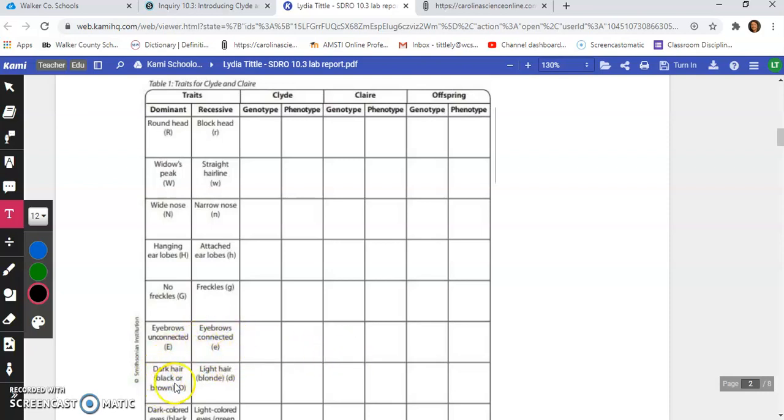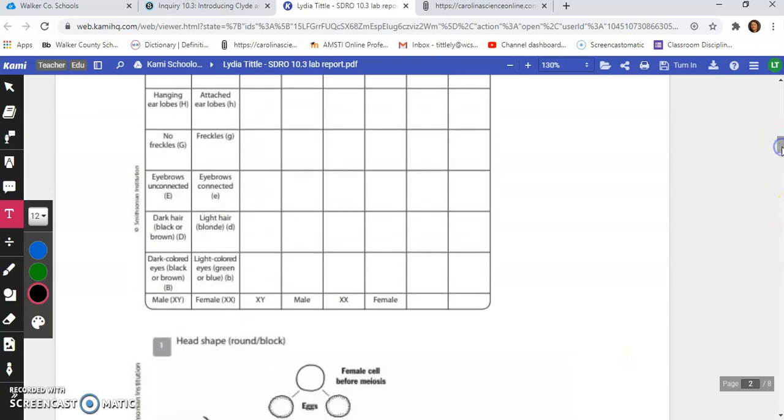Will they have dark hair like black or brown, or will they have light hair like blonde? Will they have dark colored eyes like black or brown? Will they have light colored eyes like green or blue? And then lastly, will they be male or female?